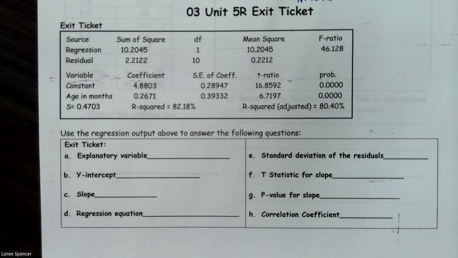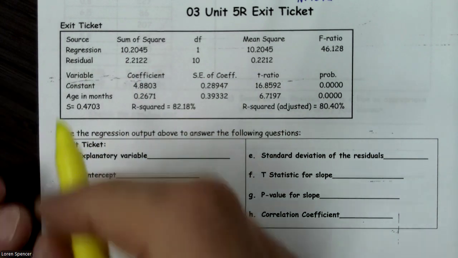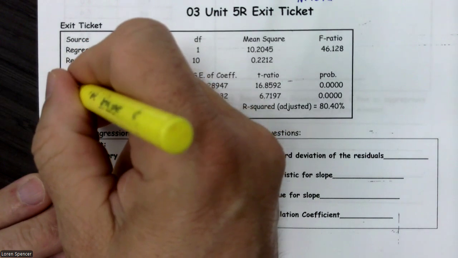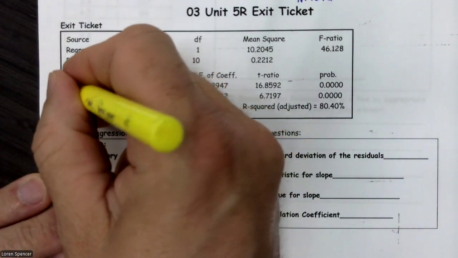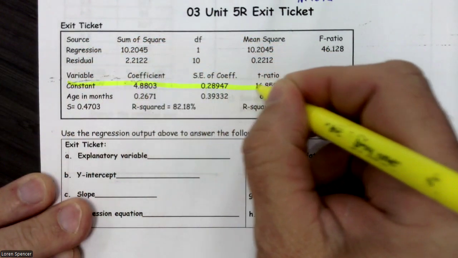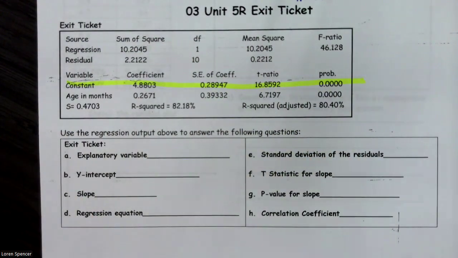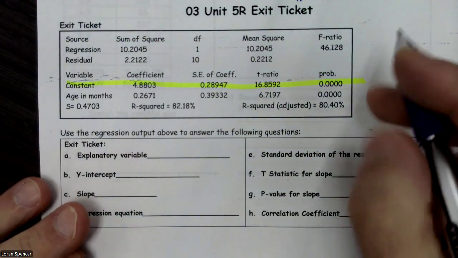So, the most important thing is to figure out where to start, because there's a whole bunch of information in that computer printout. Always look for the word constant. Constant is where we start, as I've said before. So we're going to highlight the word constant, and that tells me my y-intercept row.